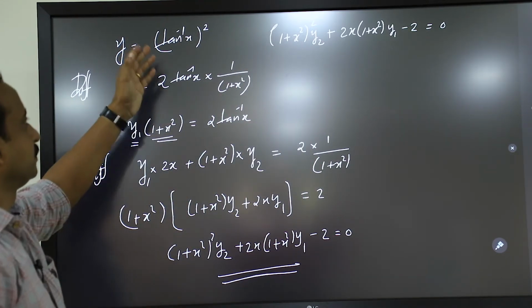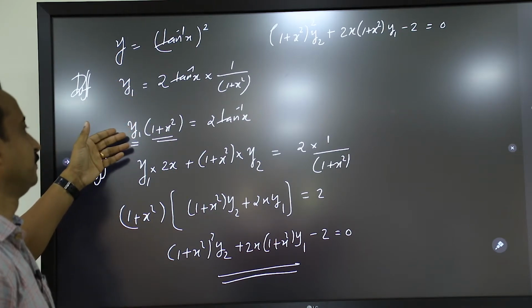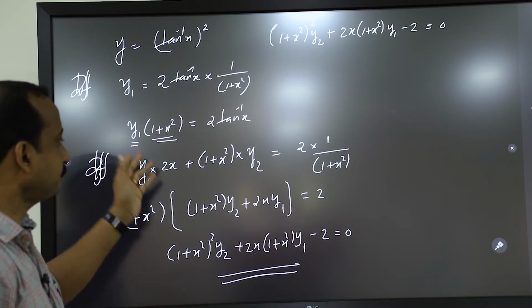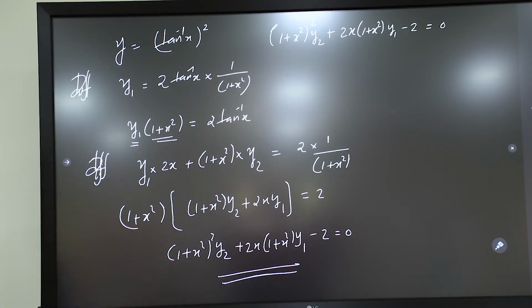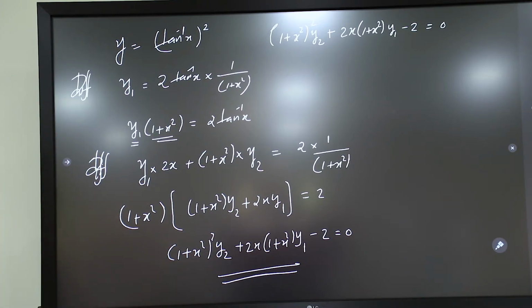Okay, we take the first derivative and cross multiply the right side denominator, then we differentiate with respect to x. On the left side we apply the product rule and simplify, and we get (1 plus x square) the whole square into y2 plus 2x into (1 plus x square) into y1 minus 2 is equal to 0.